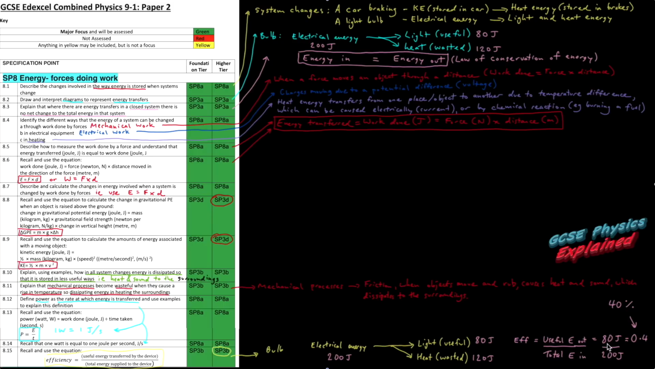So in other words, 80 joules of light energy came out, we had to put 200 joules in, 80 over 200 comes out as 0.4. Now if the examiner wanted you to express it as a percentage, multiply that by 100 and it comes out as 40% in this case.